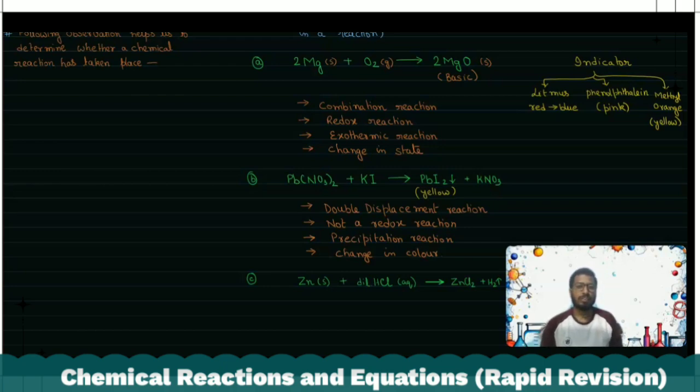So now let's see what we can write in this reaction. What type of reaction is this? This is a displacement reaction, because a more reactive metal, that is zinc, is displacing hydrogen. So hence it will be a displacement reaction. Then can we write it is a redox reaction? Yes, this is a redox reaction.